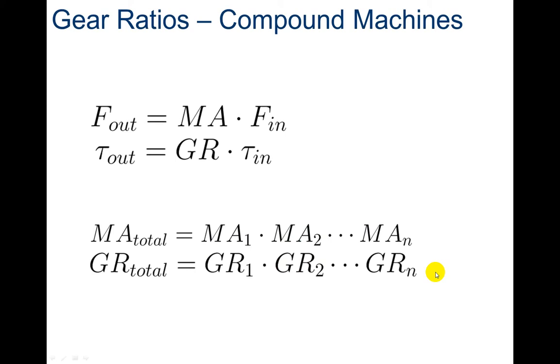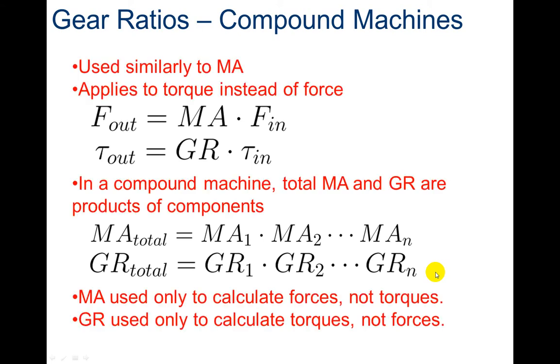Okay, so let's talk about whenever we have a longer gear train. We're going to look at these as kind of like compound machines, right? Because we have one gear to the next. So my torque out would equal my gear ratio times torque in, just like force out was equal to mechanical advantage times force in. In this, though, we need to see that our gear ratio total is each ratio multiplied together, and we're going to use that in the next slide.